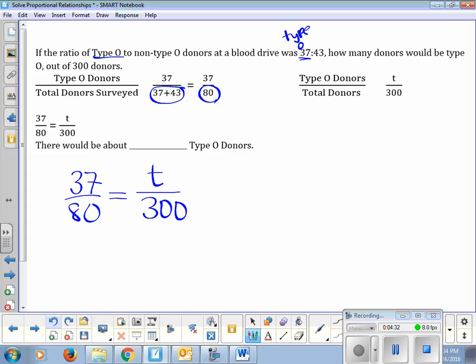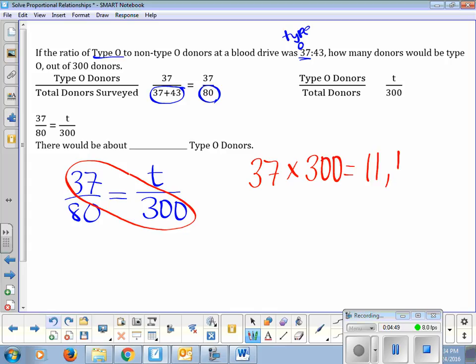This time, we're going to just multiply the 2 numbers we know how to multiply. So what 2 numbers are across from each other that we can multiply? 37 times 300. What is 37 times 300? 11,100.